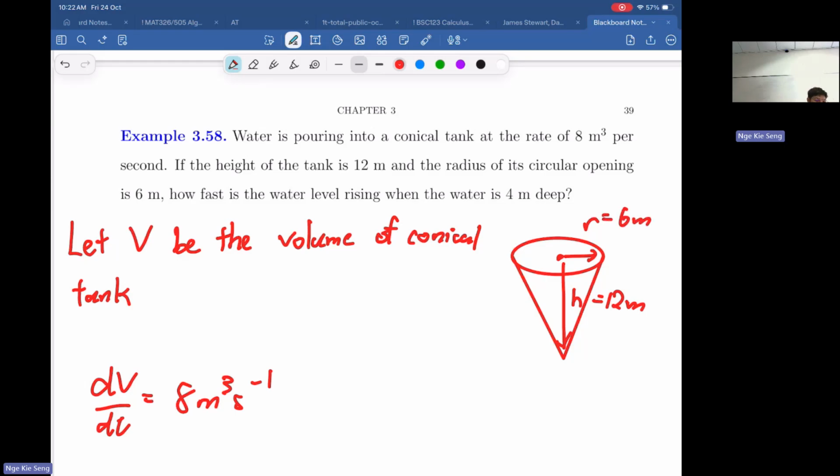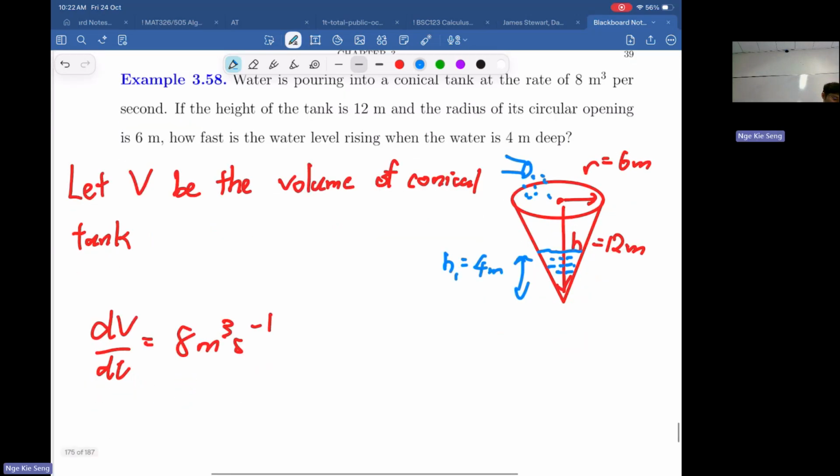Okay, so we are doing it right. Here is the opening, so your water will fill in here. How fast is the water level rising when the water is 4 meters deep? So you want to find dh over dt at h equals 4 meters.